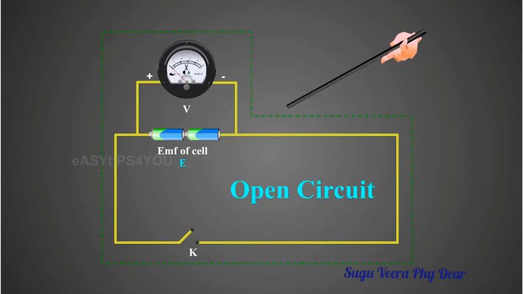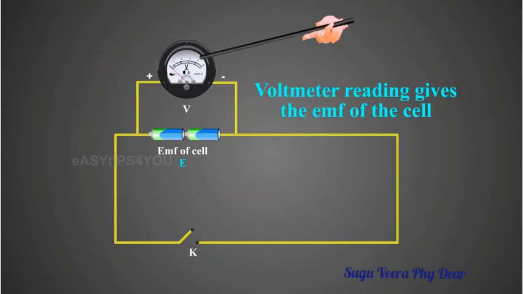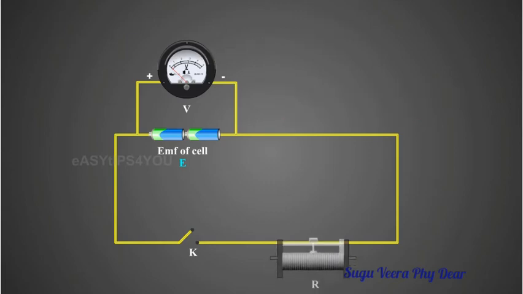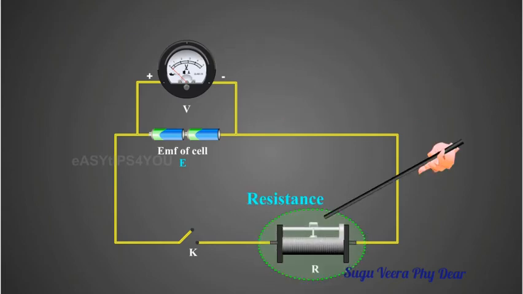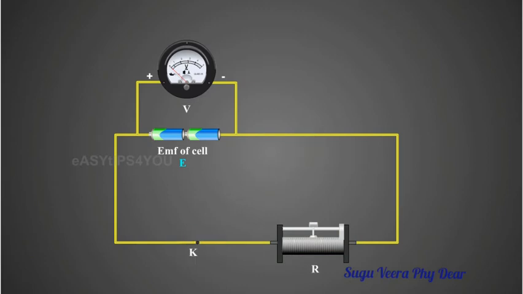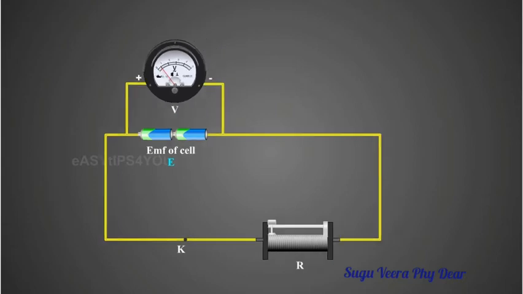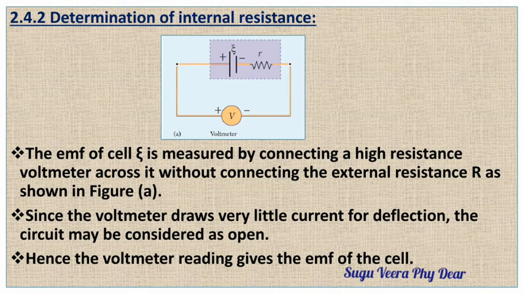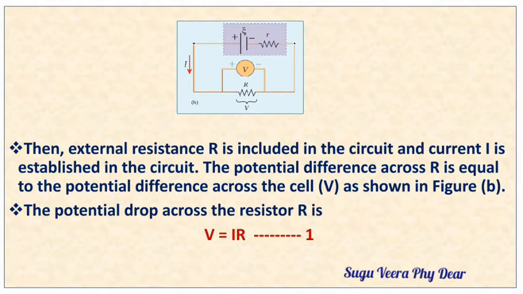Without connecting the external resistance R, as shown in the figure. Then the external resistance is included in the circuit and current I is established in the circuit. This circuit is then considered as closed. The voltmeter reading gives the potential difference V across R. The potential difference across R is equal to the potential difference across the cell V, as shown in figure B. The potential drop across the resistor R is V equals I into R. This is equation number 1.